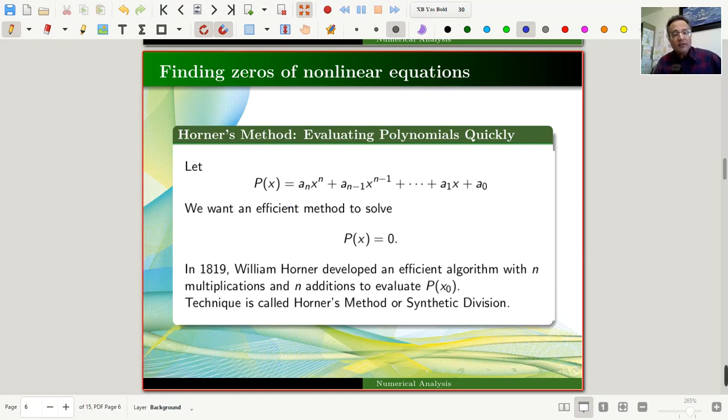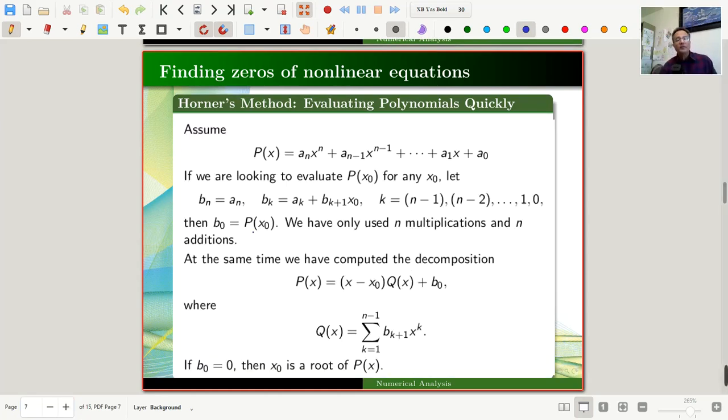Okay, we want to compute p of x0. In fact, we want to use an iterative method to find p of x equal to 0. To this end, we need p of x0 and p prime of x0. William Horner developed an efficient algorithm with n multiplications and n additions to evaluate p of x0. What's the Horner method? These are the details of the Horner method.